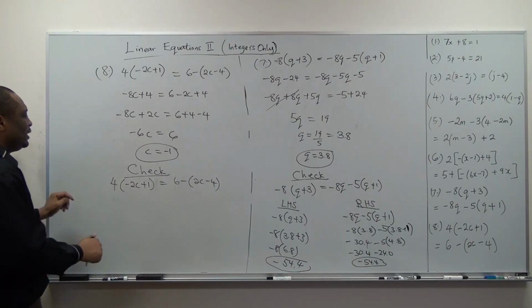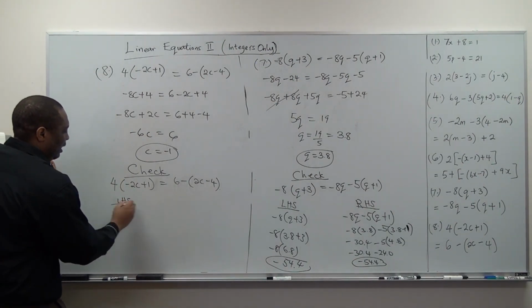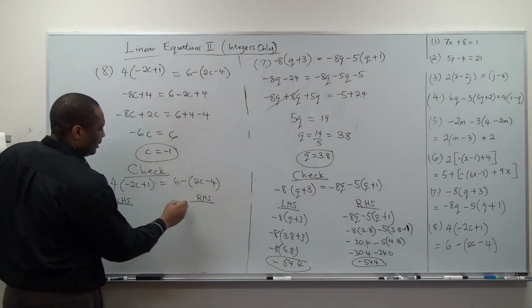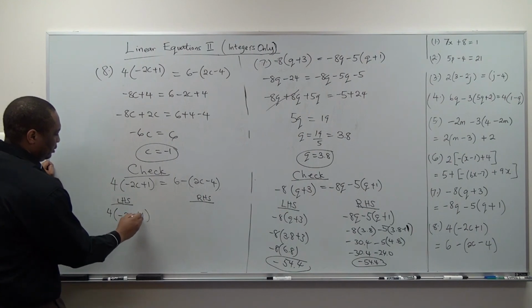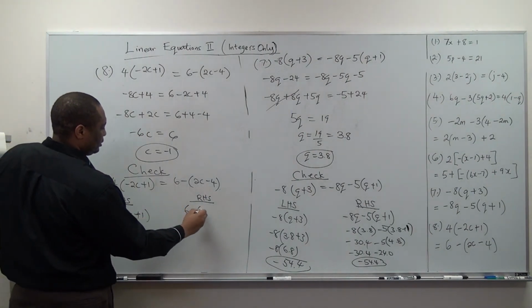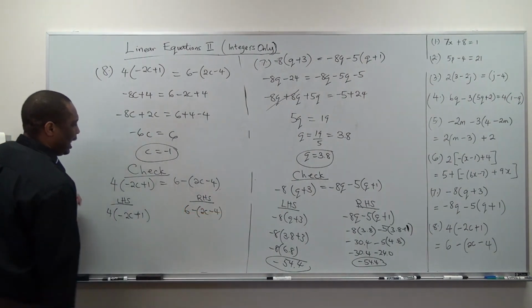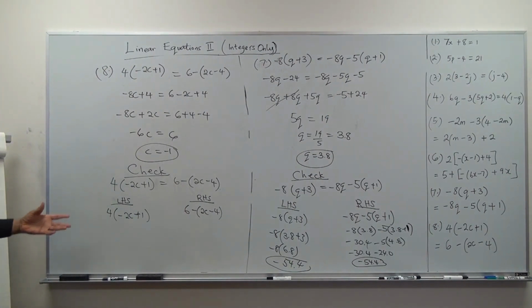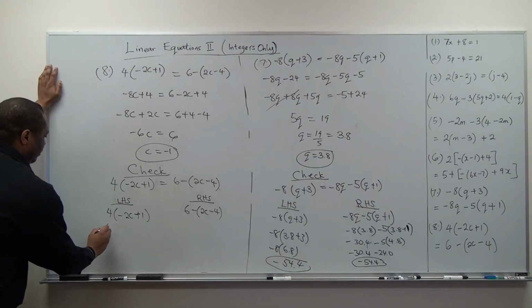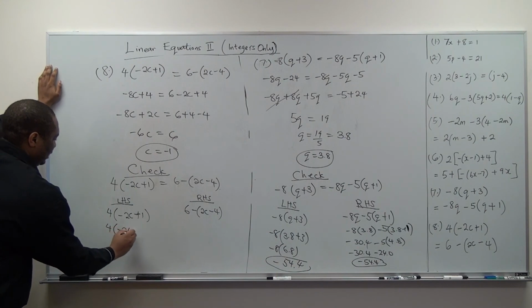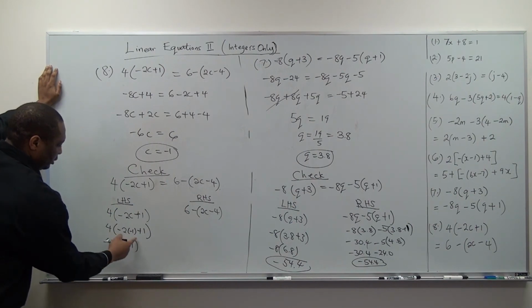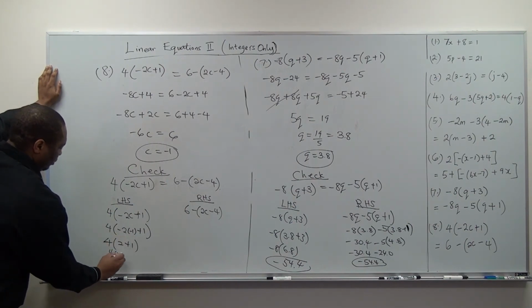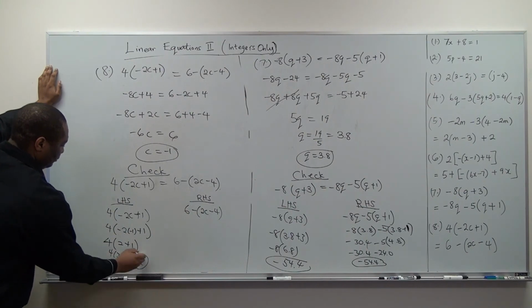Anyway, let's continue. So this is left-hand side, right-hand side. Alright, this is 4 into negative 2c plus 1. And this is 6 minus 2c minus 4. Our c is equal to negative 1, so let's plug it in. So this is now 4 into negative 2 times negative 1 plus 1. So this is 4 into 2 plus 1. And this is 4 times 3, which gives you 12.